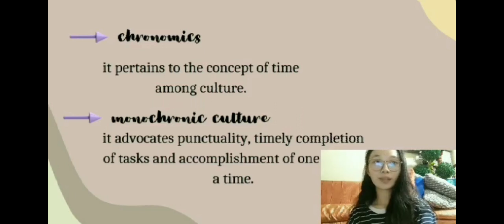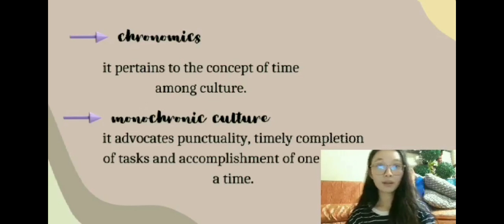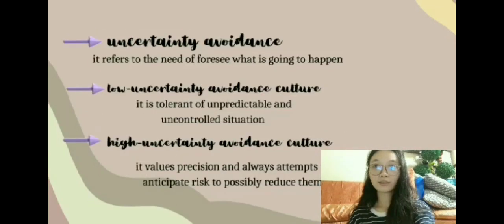Chronomics. Next is chronomics. Chronomics pertains to the concept of time among cultures. Monochronic culture advocates punctuality, timely completion of tasks, and accomplishment of one task at a time.